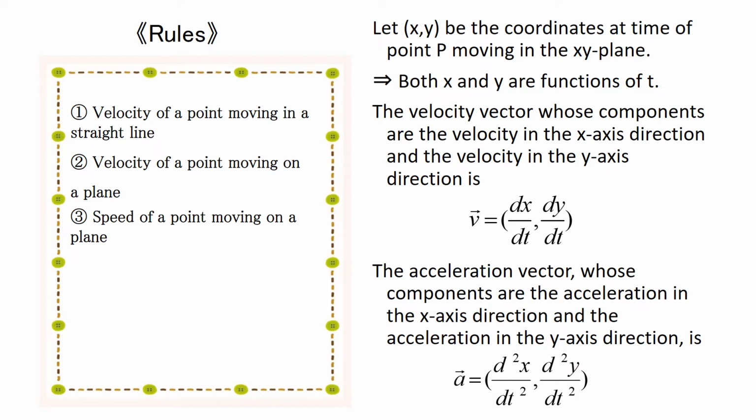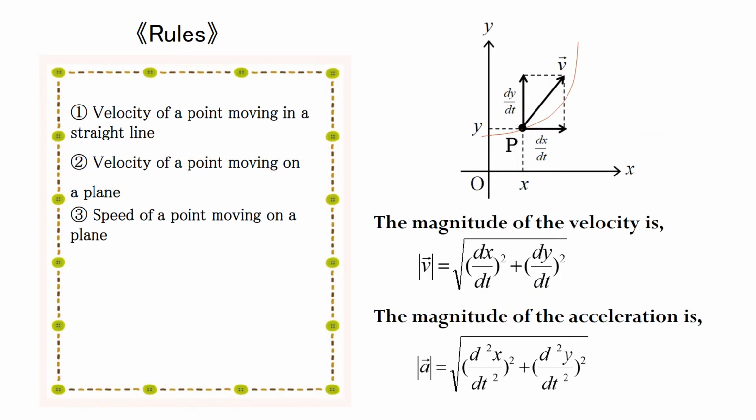The velocity of a point P moving on the xy plane along the x-axis, that is, looking from top to bottom in the figure, is represented by dx/dt. Similarly, the acceleration in the direction of the x-axis at point P is expressed as the second derivative of x. Velocity in the direction of the y-axis can be considered in the same way.